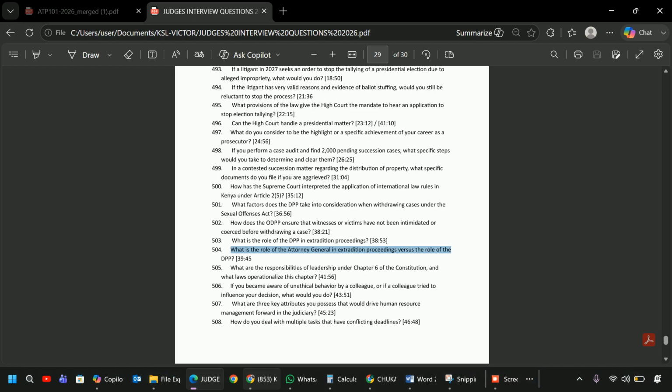Back to our JSC interviews. Question 502. How does the ODPP ensure that witnesses or victims have not been intimidated or coerced before withdrawing a case? Okay.